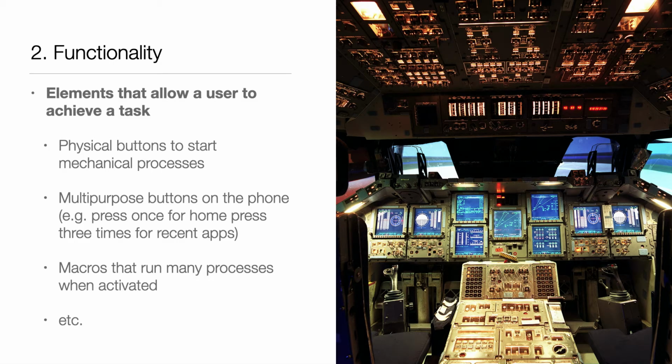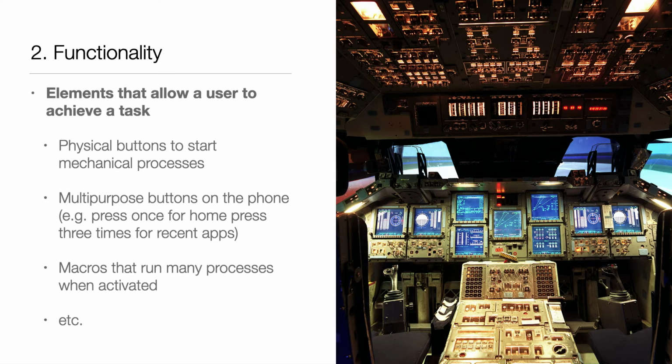There's another element to think about, which is functionality. The elements that allow a user to achieve a task. You've got physical buttons that start mechanical processes. You've got multiple buttons on phones. We press them multiple times and it will go over and do different things depending on how you're using it.